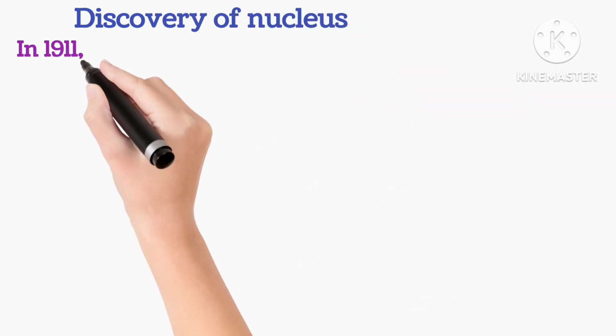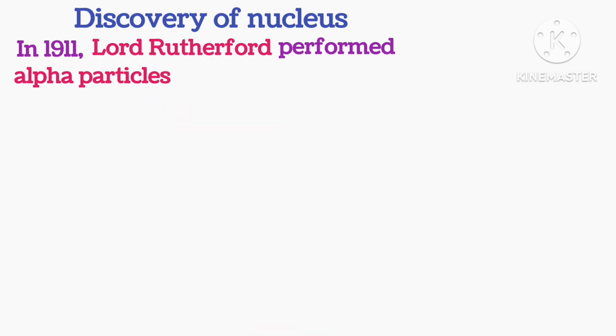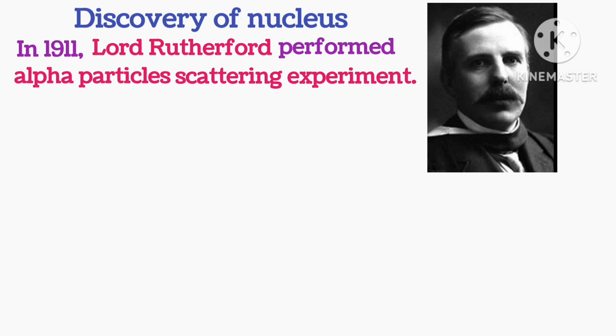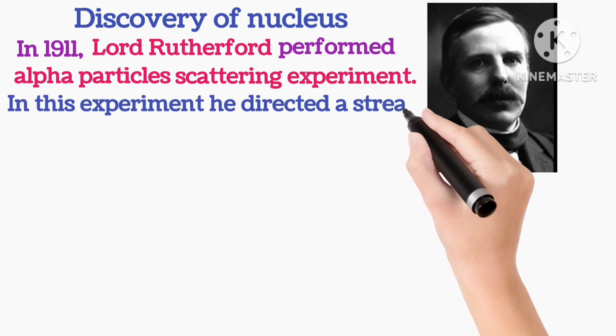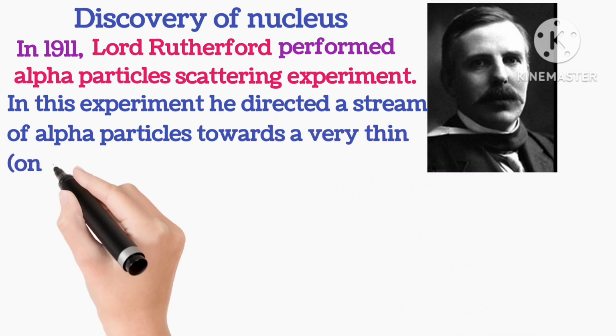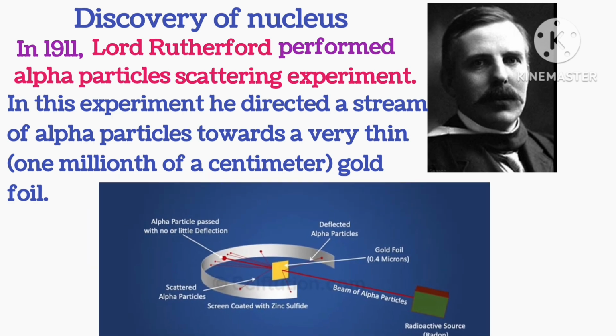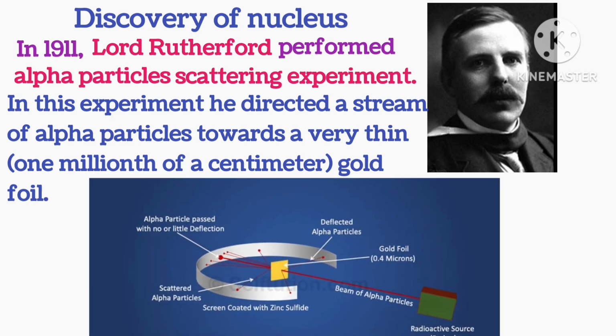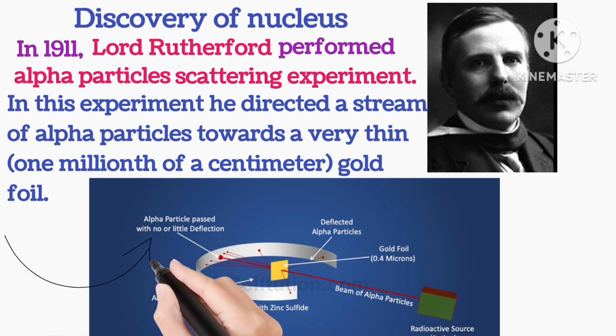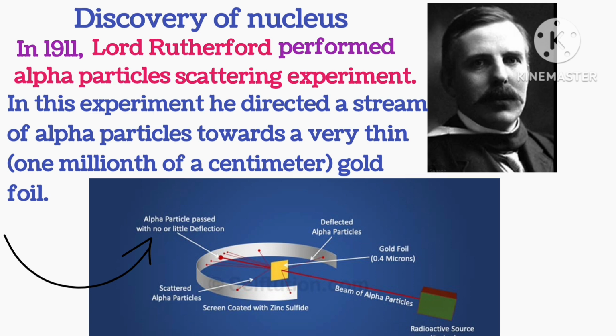Discovery of nucleus. In 1911, Lord Rutherford performed the alpha particle scattering experiment. In this experiment, he directed a stream of alpha particles towards a very thin, 1/millionth of a centimeter, gold foil. As you can see in the picture, most of the alpha particles pass straight through the foil. But some alpha particles are slightly deflected from the straight path. And very few alpha particles are either deflected by a very large angle or completely bounced back.